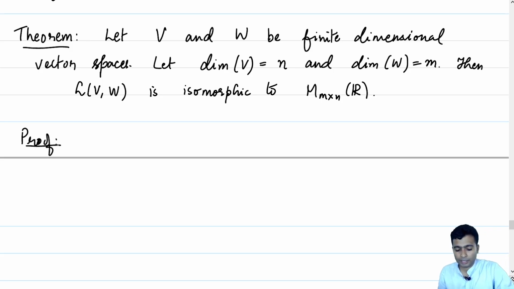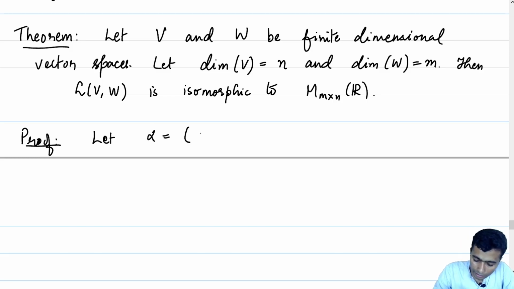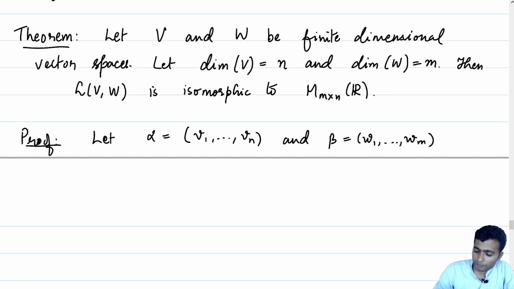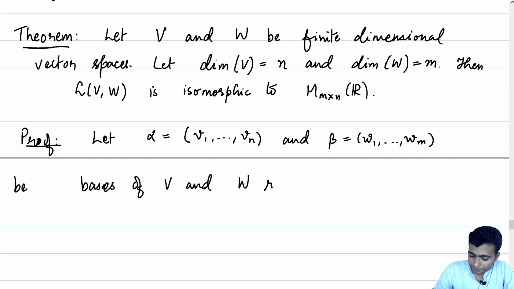We have seen the idea that is being used in this proof just a few minutes back, so it's just going to be an imitation of that. Let's start by fixing an ordered basis. Let alpha be equal to v1 to vn and beta equal to w1 to wm be bases of V and W respectively.